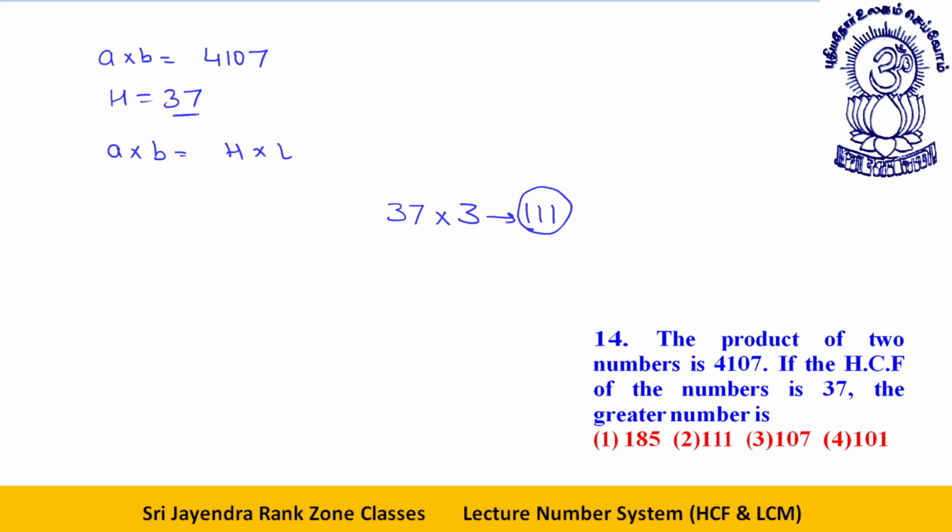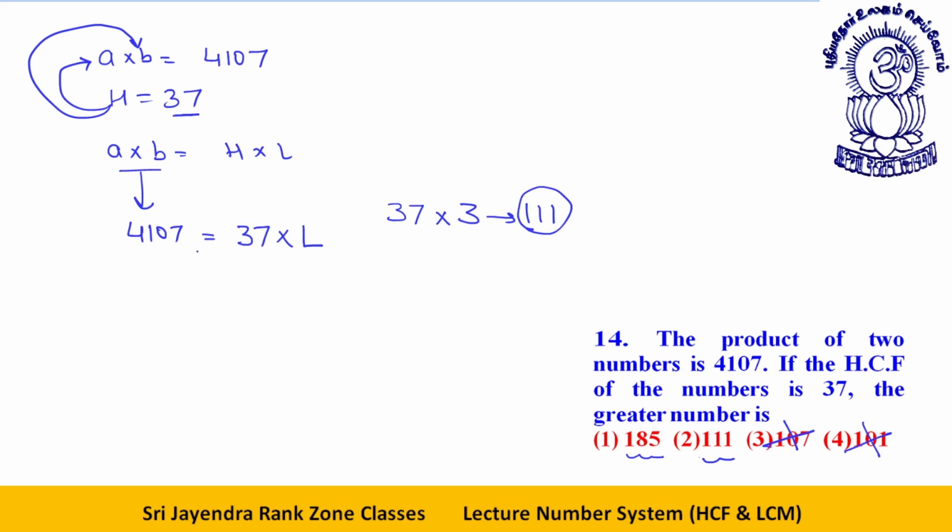So if HCF is 37, remember HCF always divides A as well as B. So 37 has to divide the options. Now 37 does not divide 107. 37 does not divide 101. Either you have 185 or you have 111 as your answer. Now this is given to us as 4107. What is H? H is 37 into L.